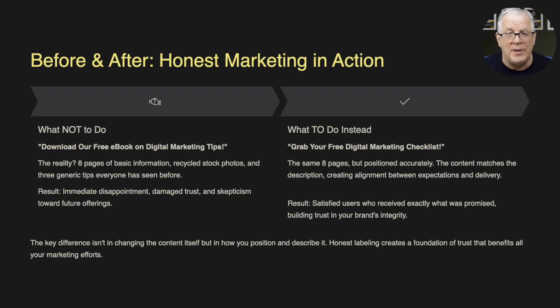When you accurately describe what you're offering, people know exactly what they're getting. They can make informed decisions about whether your resource meets their needs. And when they do download it, they're much more likely to be satisfied because you delivered exactly what you promised. The transformation in user response is remarkable. Instead of feeling tricked or disappointed, users appreciate your honesty and are more likely to engage with your future content and offers.